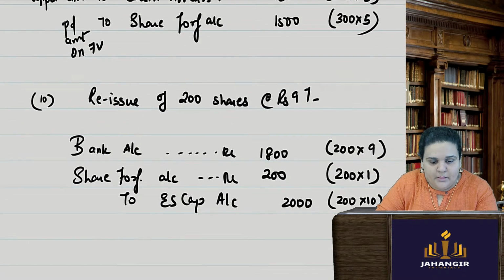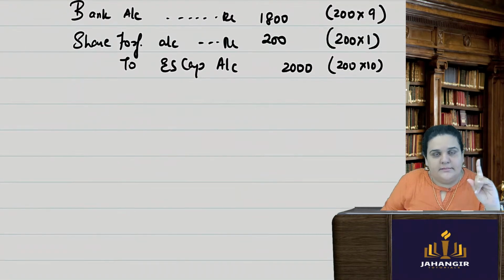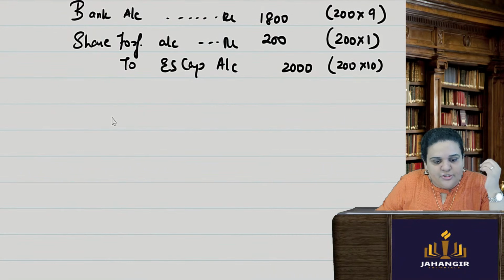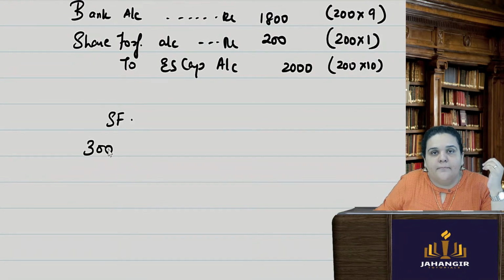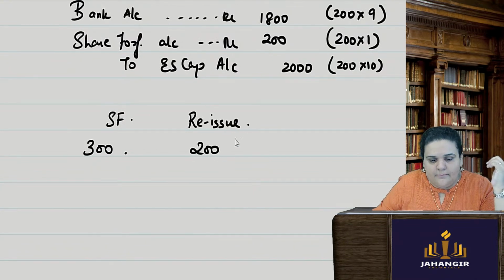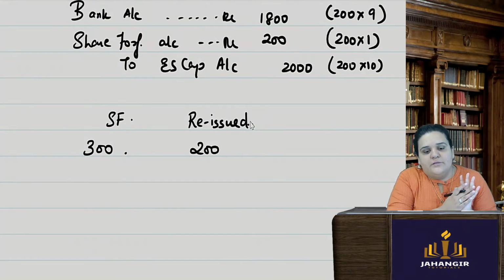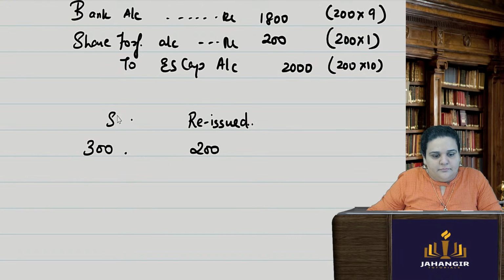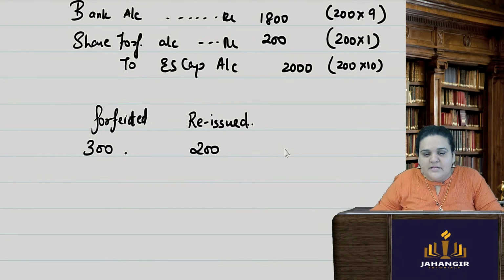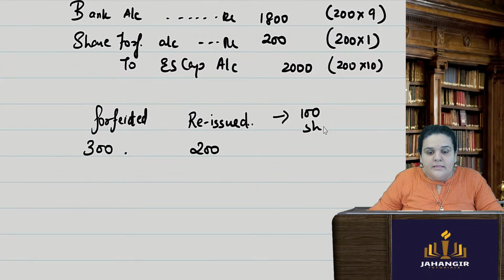That is what I have told you. But understand one thing. Okay, number of shares which are forfeited are 300. But the reissue is not completely 300. They are only 200. That means the company is still having those 100 shares with them. Company forfeited 300 shares, but they have reissued only 200. That means company is still having those 100 shares with them. They might reissue them later on to somebody.